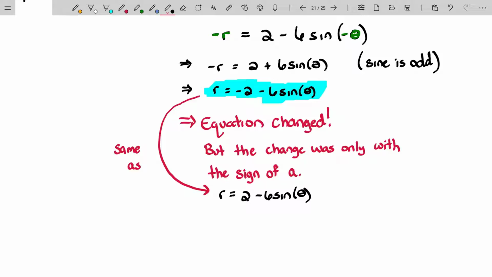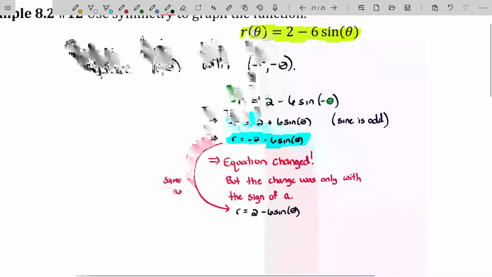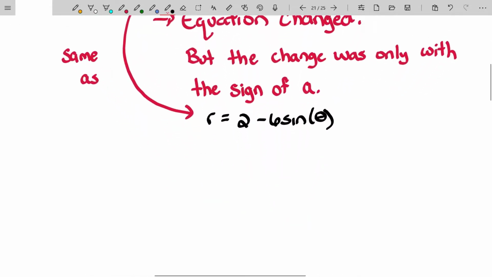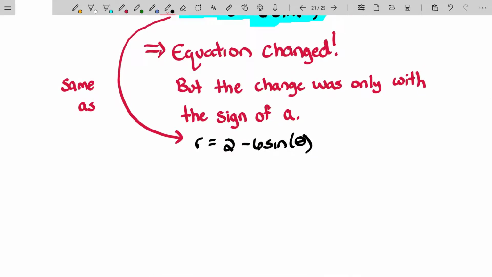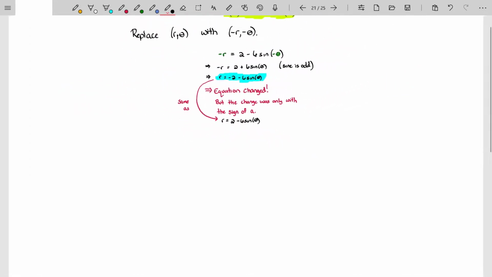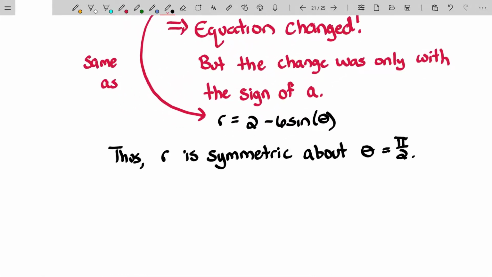Well, now I could say, because when we plugged in negative r and negative theta, we arrived at an equivalent equation, that means this function must be symmetric about the line theta equals pi over 2. Thus, I'll actually write it right here. R is symmetric about theta equals pi over 2, which basically means I only need to graph half of it, and then I can copy the graph over.